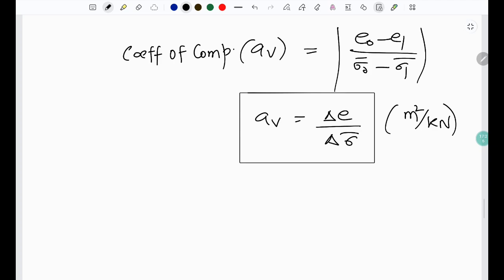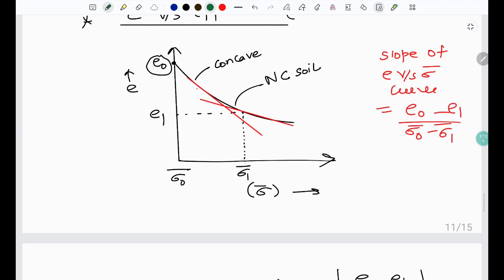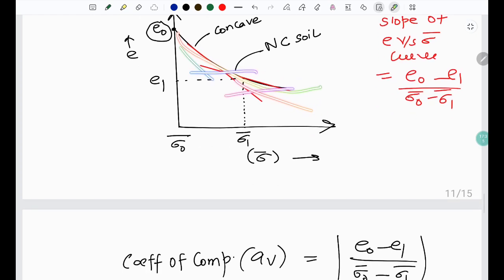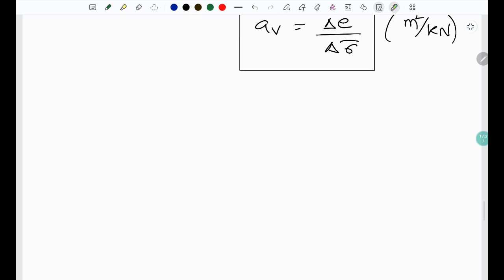And since AV is not constant for this curve, because you see it varies, because it is a varying, concave curve, at different points we are getting different slopes. Therefore what we do is we then use a semi-log graph over this one, because there we get a straight line. Therefore we use the void ratio versus log of effective stress graph.